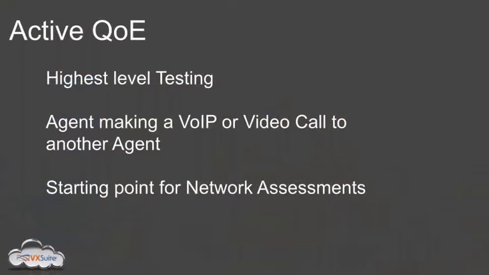So active QoE, I think about this as the highest level testing. What we're going to do with active QoE testing is take those two agents and have them make voice over IP and or video calls to another agent that we have in the environment. And we're pumping that same traffic on there that a call would make or a video would make. So we have to also be careful that we're not going in and saying, hey, let's see if this thing can support 50 simultaneous video conferences during business hours.